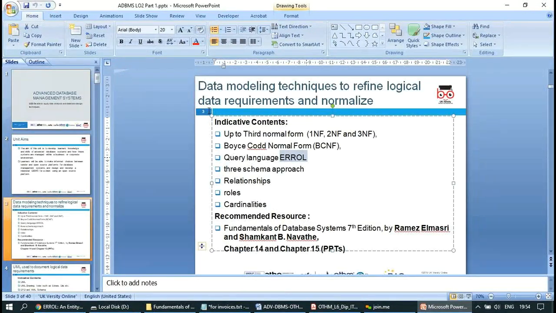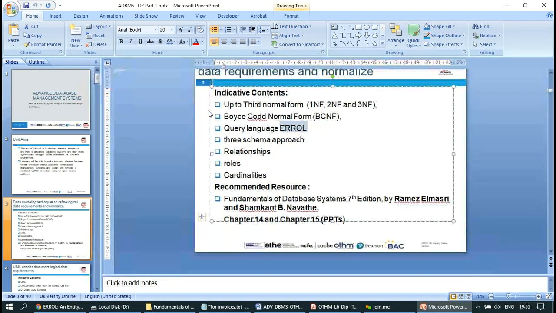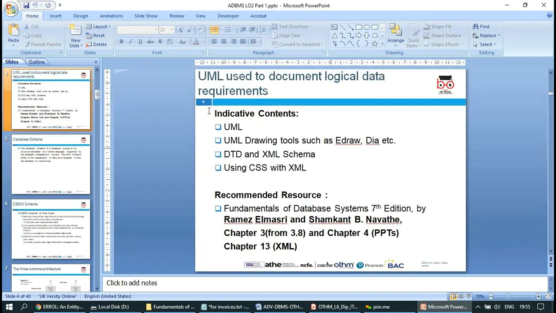Then the schemas, relationships, roles, and cardinalities. They are the normal topics, isn't it? So, with connection to the previous lecture, we will be referring to the Fundamentals of Database Systems book. Chapter 15 would be based on normalization, and the UML stuff would be from chapters 3 and 4, and the XML from chapter 13.